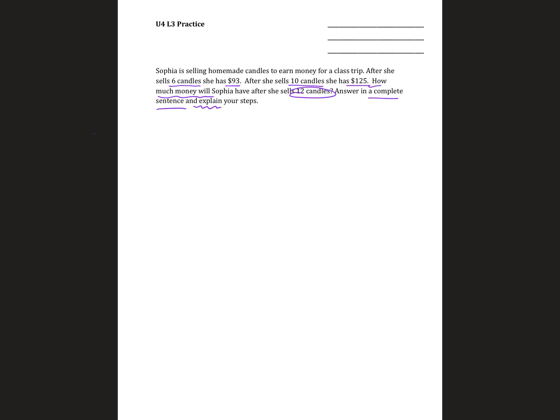So let's start with figuring out what are the 2 ordered pairs that I've given you buried in this word problem. So you just look at the numbers. We've got candles, we've got money. So the first ordered pair is 6 candles, $93. We're going to go ahead and label that as X1 and Y1 because it's our first point. The next ordered pair we have is 10 candles, $125. That's going to be our X2 and our Y2. We're going to plug this into the slope formula so we can find the rate of change.